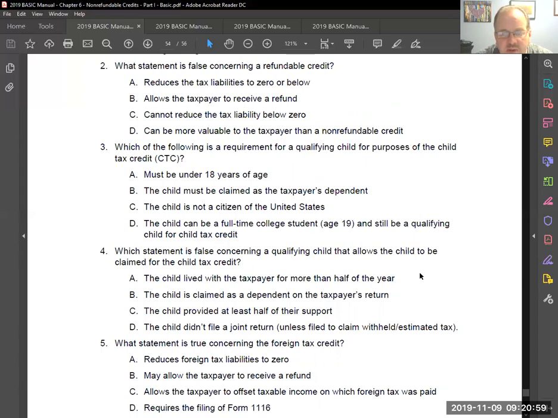The child is claimed as a dependent on the taxpayer's return. Again, can't stress that enough. That credit for the dependent, the qualifying child, follows the child where they're at. The third one, child provided at least half their support. Well, remember, when we have a qualifying child or qualifying relative, there's a support test, and we have to provide more than half their support. So that is the false statement, okay?